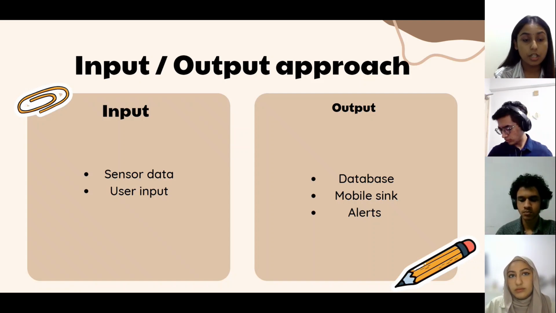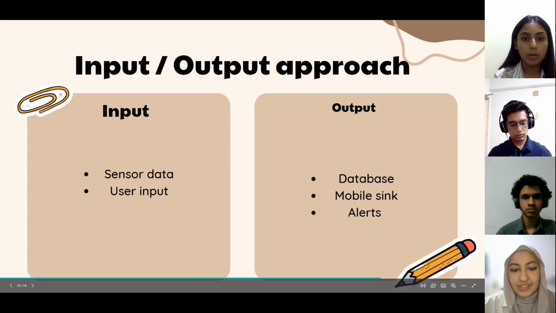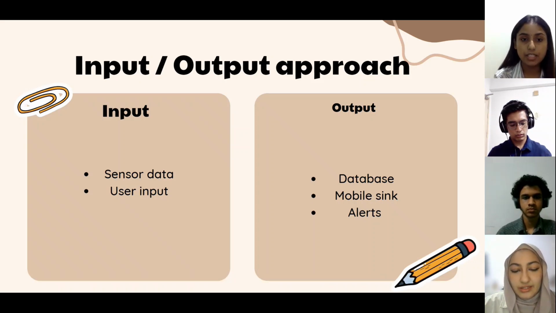Next, for the input is the user input. Basically, a farmer can enter information such as crop kind, irrigation schedule, and fertilization strategy into the system. The data is utilized to optimize system performance and deliver tailored feedback to the farmer in real time. And for output, we have the database. The system saves all the collected data in the database, which the farmer or agriculture expert can access for analysis and decision making. The database contains both historical and real-time data, allowing for trend analysis and predictions.